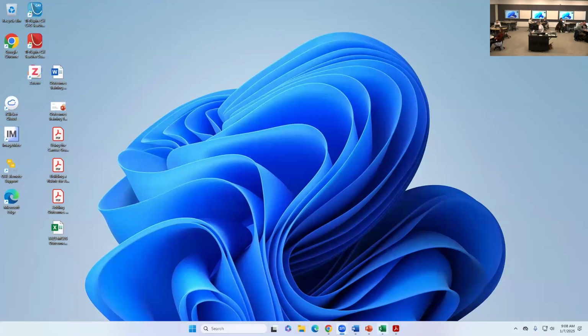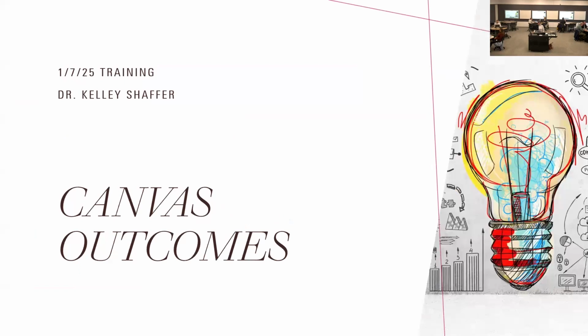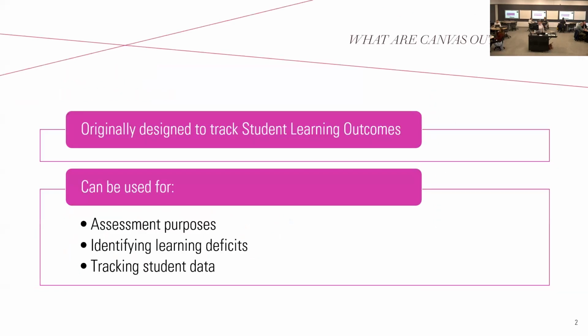So let's talk a little bit about the purpose of outcomes. Okay. Outcomes has been around for a while. It is a Canvas feature, and it was originally designed to track student learning outcomes in your course. But we can do so much more with it. It can be used for assessment purposes. You can identify learning deficits and strengths, and you can track student data.